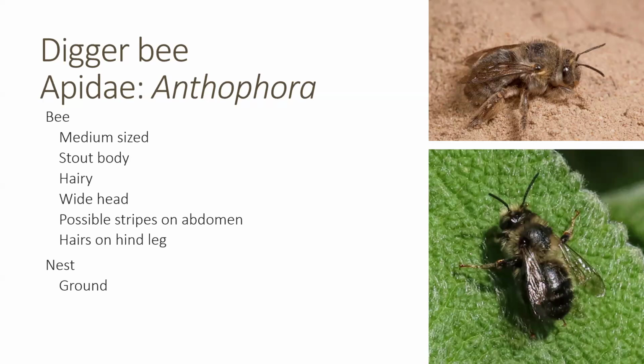Some of them are going to have stripes on their abdomen, and some of them have very faint stripes on their abdomen, as you can see in the one in the bottom picture there. These are going to have hairs on their hind legs that they are going to utilize to carry that pollen. And these are going to be ground nesting bees.